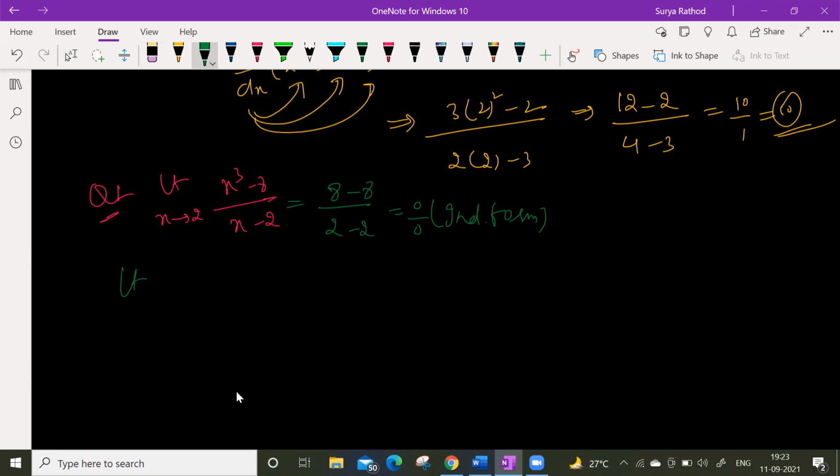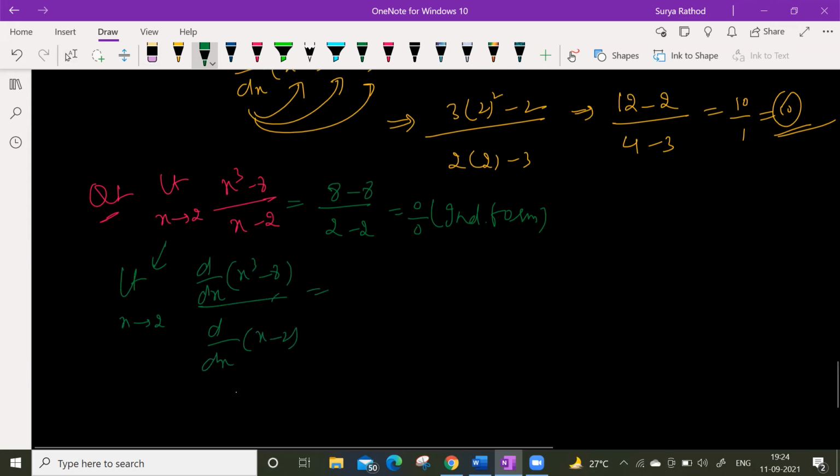What I told here, the limit extends to this. It doesn't do anything to the limit, keep it as it is. So d by dx of x cube minus 8 divided by d by dx of x minus 2. Look at it. The constant limit stays as it is. d by dx of x cube is what? 3x square, right. d by dx of 8 is 0. And d by dx of x is 1, right? So now what do you do here?